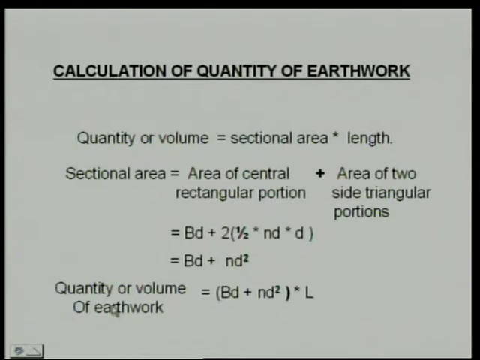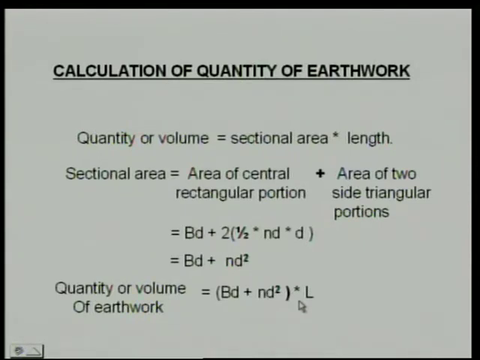The quantity or volume is nothing but the sectional area multiplied by the length of the section. Sectional area multiplied by the length will give the quantity or volume of earthwork for the cross section of a road either in cutting or in banking.